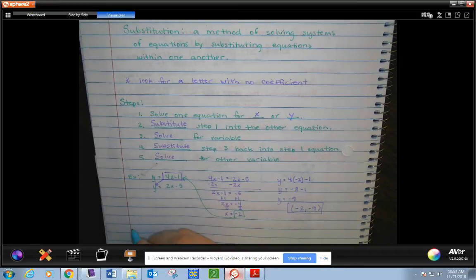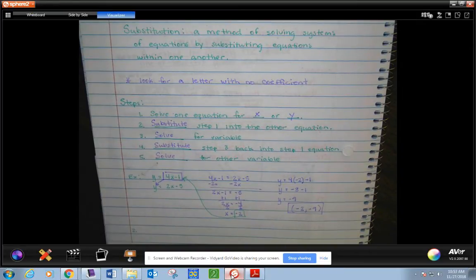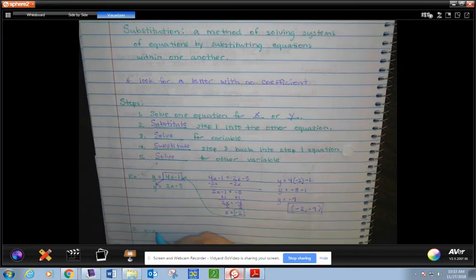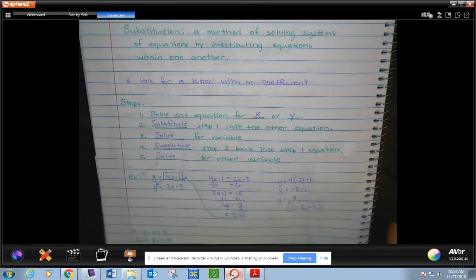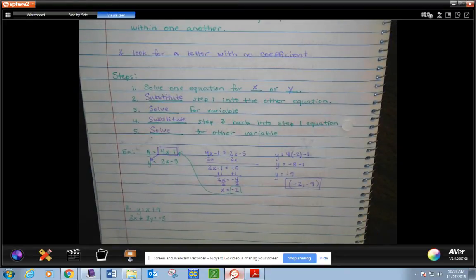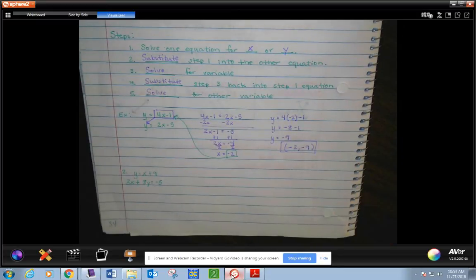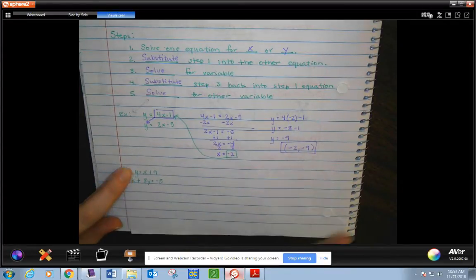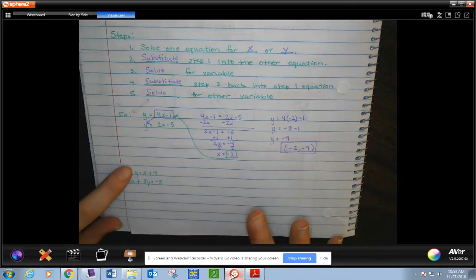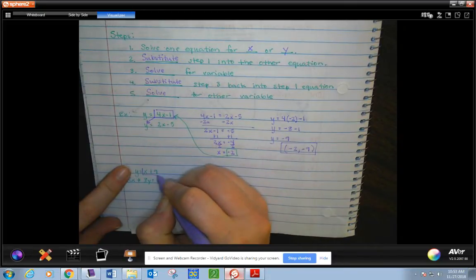For my second example, we're going to do y equals x plus 9, and 3x plus 8y equals negative 5. For this problem, step 1 is to look for a letter that's completely by itself. In the first equation, y is completely by itself. There's nothing on that side with it, so you don't have to change anything. So I'm going to box what it equals.